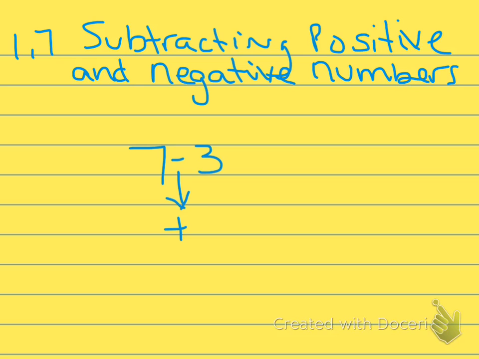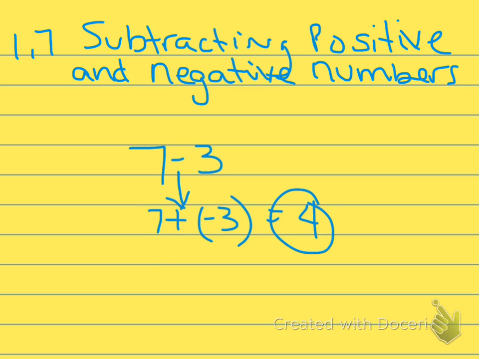So we have 7 plus, but we changed that 3 to a negative 3. And then we just use the rules from before. The rules from before said that if I had opposites, then I subtract them. So I'm going to get 4, and since the absolute value of 7 is larger than the absolute value of 3, I have a positive number.